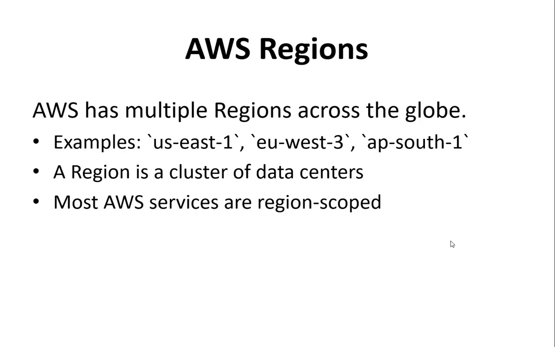The next slide is about AWS regions. AWS has multiple regions all over the world. For example, when you go into the AWS console, you will see US East 1, EU East 3, AP South 1, something like that. Think of a region as a large geographic area, like a city, and inside that city you have multiple data centers. Each region is isolated from others, which means that if one region goes down, it won't affect the others. Most AWS services you use will ask you to choose a region. That's why understanding them is key.